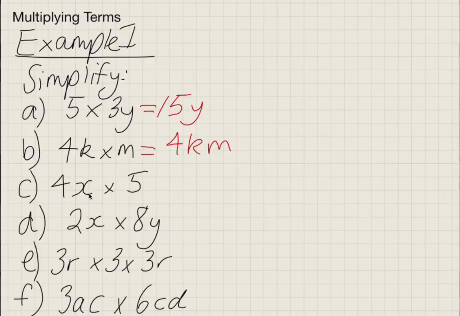The next one, 4x times 5. There's no letters here, so we're just going to be left with x on the end. 4 times 5 gives 20. So our answer would be 20x.